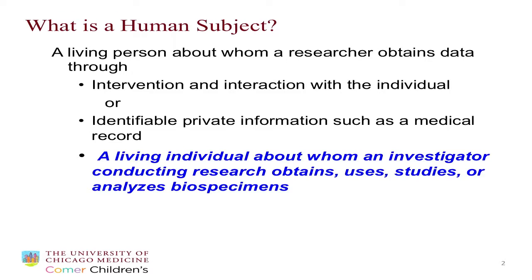Broad consent. So first of all, to understand where broad consent came from, we need to understand what these regulations are potentially going to change. The first thing they're going to change is, what is a human subject? The first two points are what has traditionally been considered a human subject by the federal regulations: a living person about whom a researcher obtains data through intervention and interaction with the individual, or identifiable private information such as a medical record. They want to add a living individual about whom an investigator conducting research obtains, uses, studies, or analyzes biospecimens.